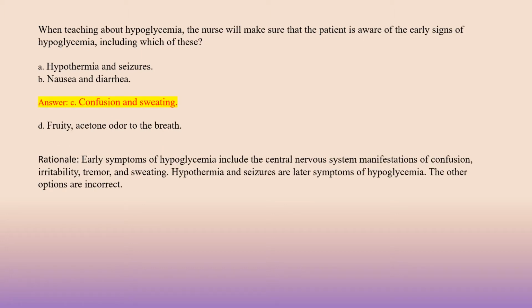Answer: C. Confusion and sweating. Rationale: early symptoms of hypoglycemia include the central nervous system manifestations of confusion, irritability, tremor, and sweating. Hypothermia and seizures are later symptoms of hypoglycemia. The other options are incorrect.